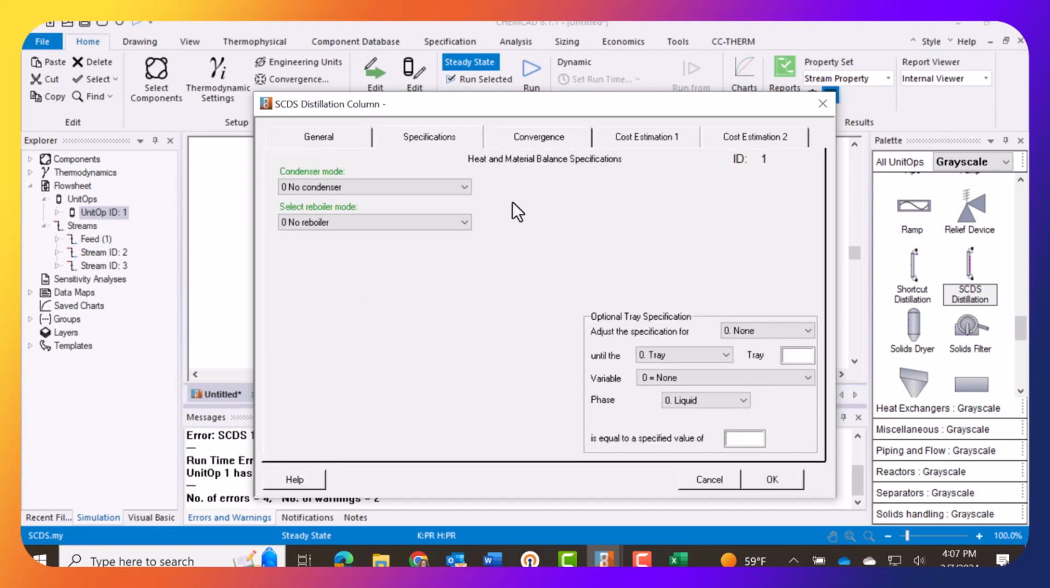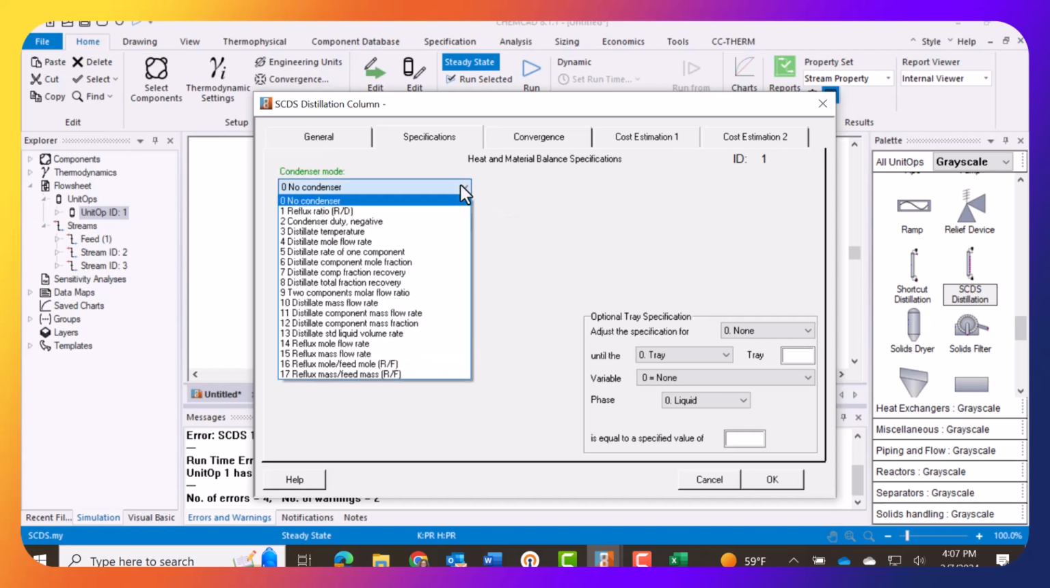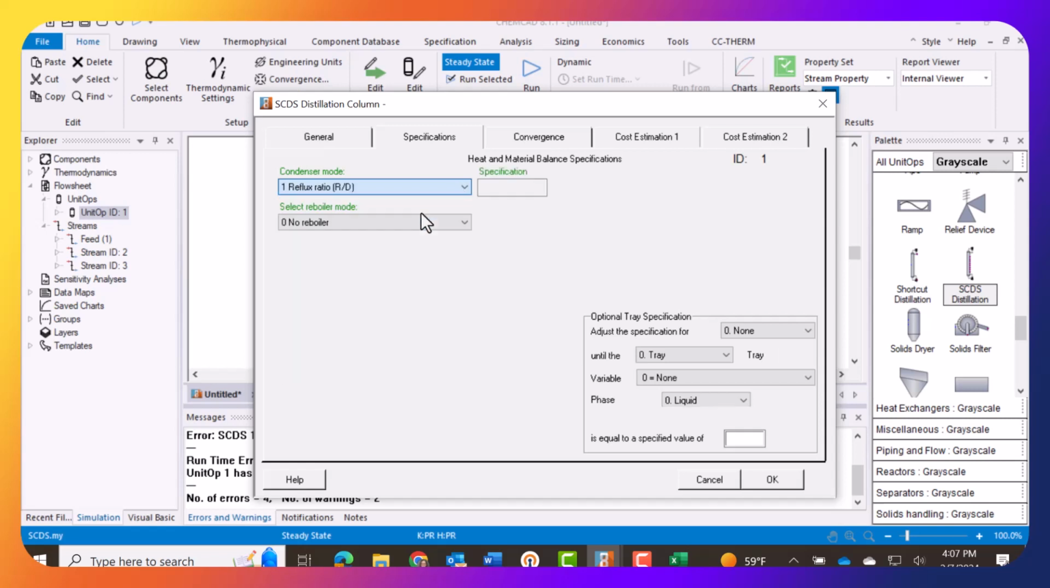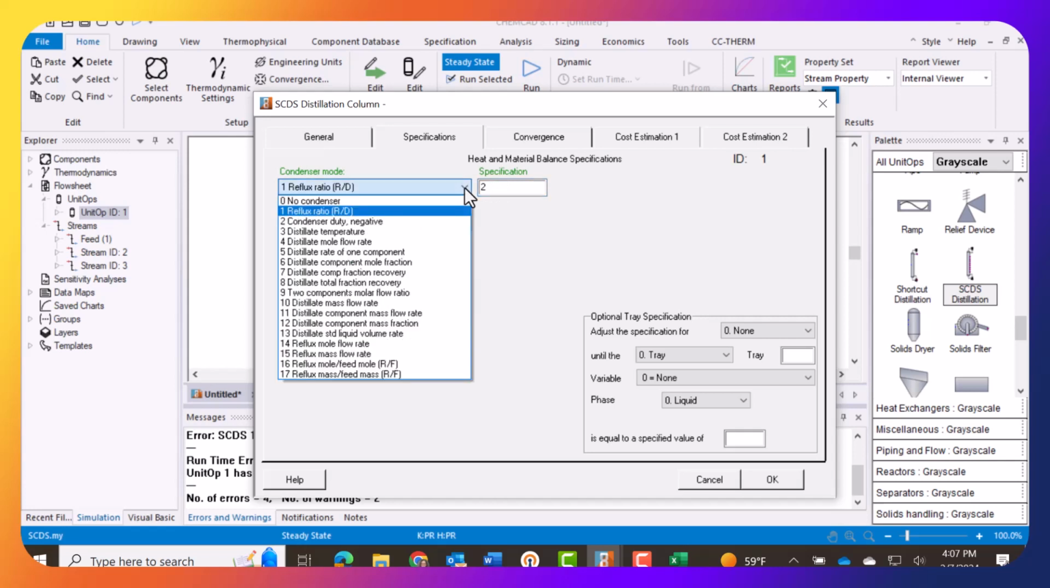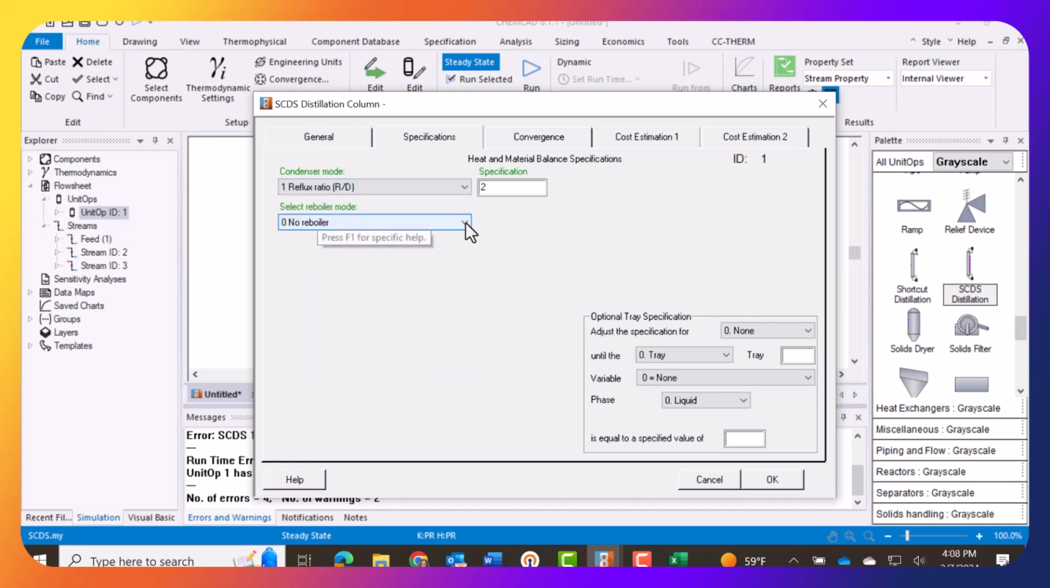Okay, so specifications. Condenser mode. Well, I don't actually have the condenser mode, but they said reflux ratio is R over D equal to 2. That was one of the things they gave me. So for condenser mode, I have a lot of options. Just read through all of those when you get a chance. I can do any one of those. What they gave me is the reflux ratio. Reflux over D would be L over D in our book.